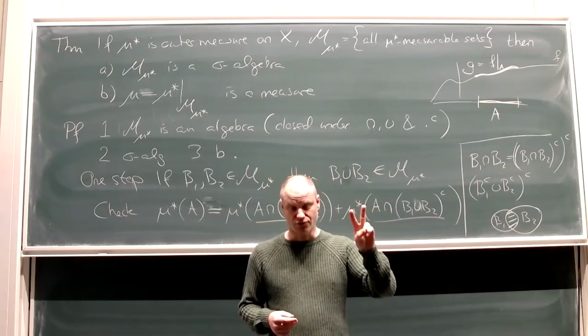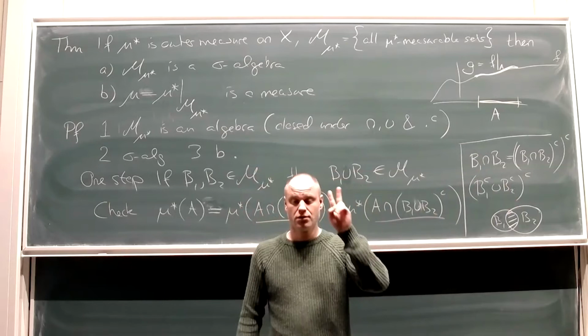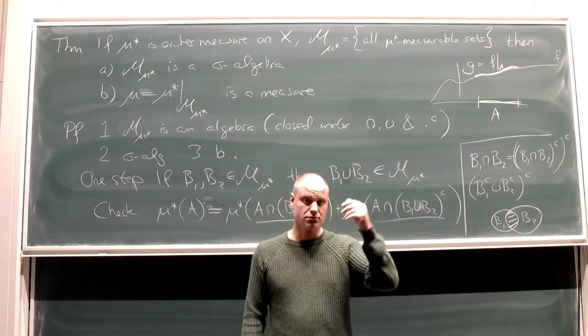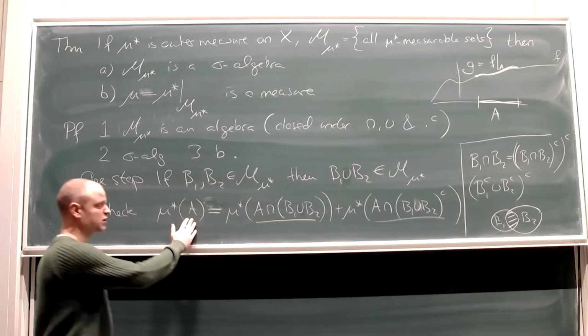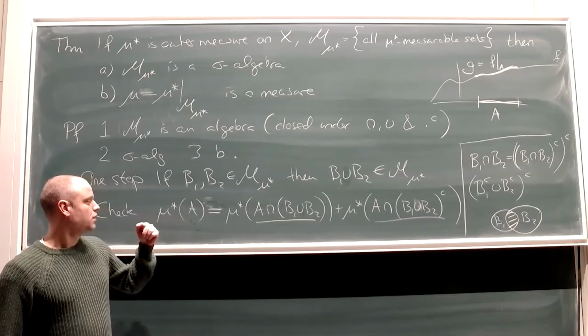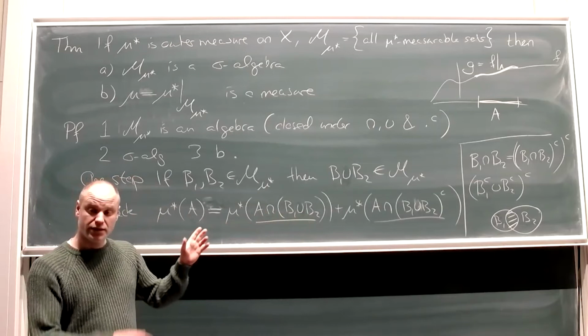Now we're going to prove that we can take the union of two sets, B1 and B2, without leaving our collection here. So for that, what do we need to check? Well, here comes this arbitrary A again, which is anything. We want to show that the union of B1 and B2 separates A into two nice pieces, so that you have this additivity formula.